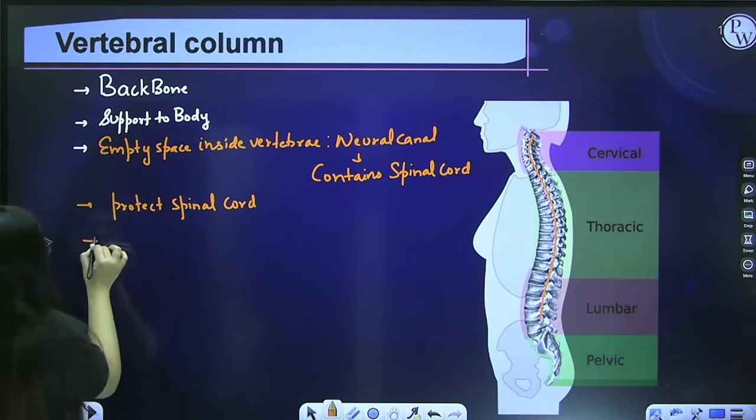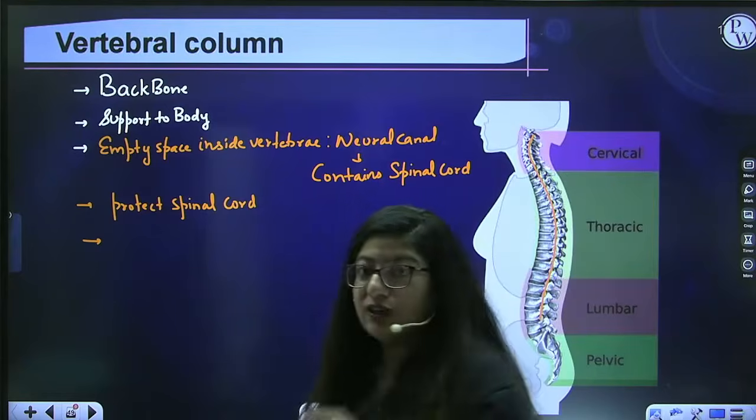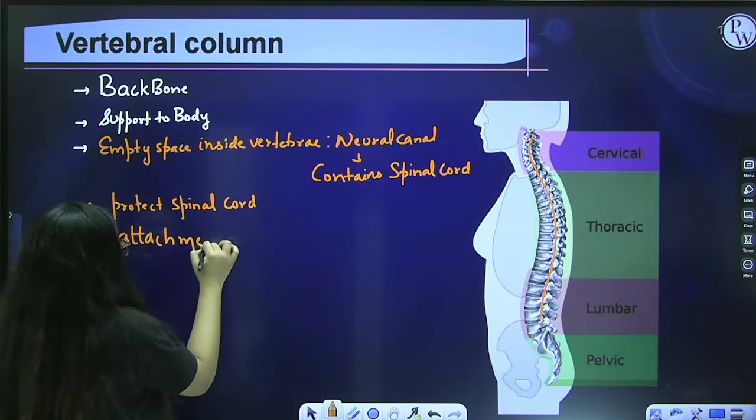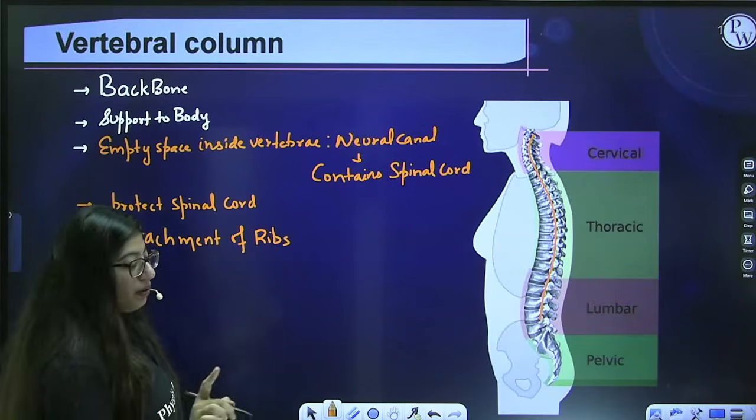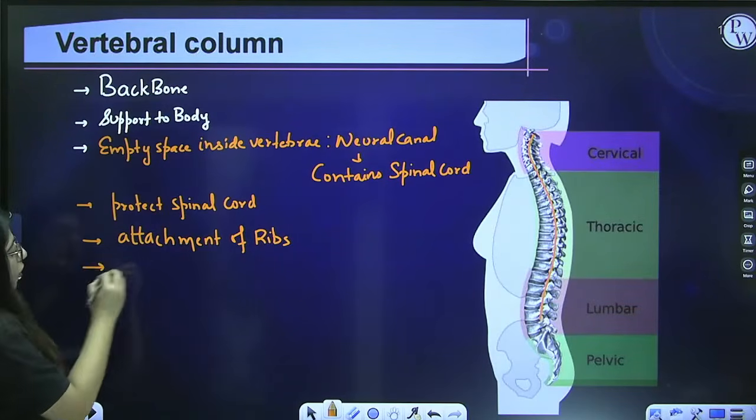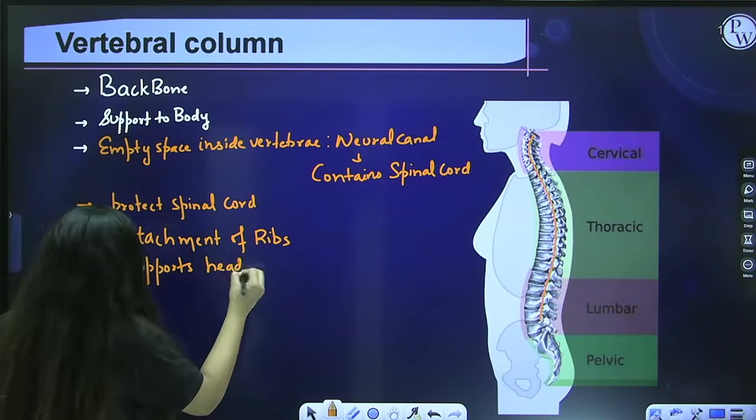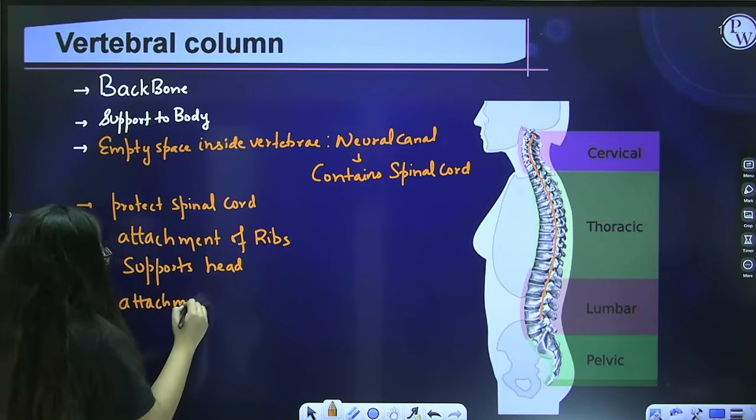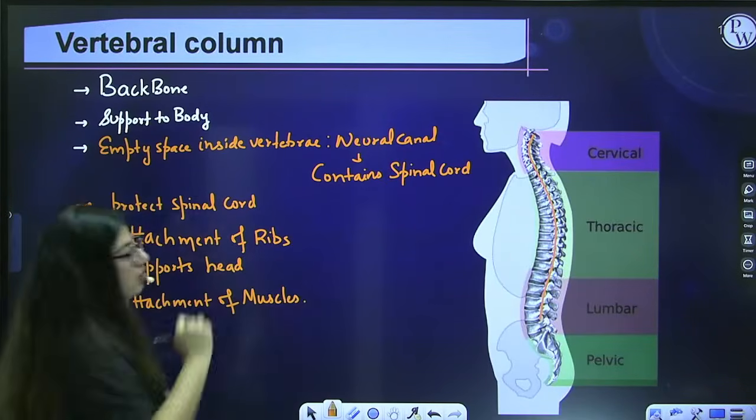Another point to note here is that thoracic vertebrae are also attaching my ribs. So they also help in attachment of ribs. Not the entire vertebral column, but the thoracic vertebrae of it. What are thoracic vertebrae? I'll tell you that in detail too. Then it also supports the head, so the entire head is supported, right? Second, it also helps in the attachment of muscles. All your back muscles are also attached to your backbone.